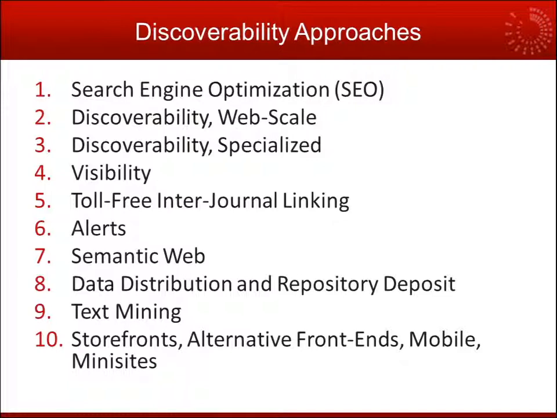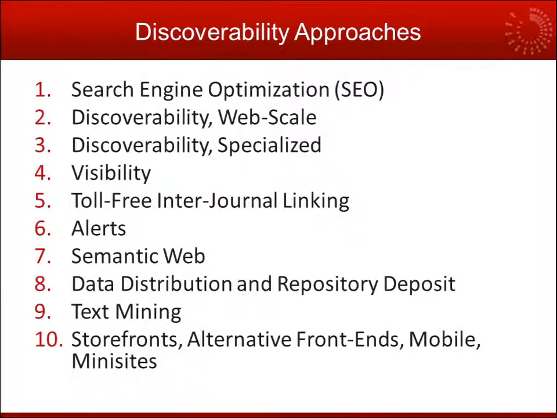For visibility, that's putting your content where the readers are, putting links for relevant content next to other lists of relevant content, like recommendation services. Toll-free interjournal linking. This is reference linking. If you are reading an article or a chapter that has citations listed, then your platform ought to be able to allow users to click through the references onto the content that's being referred to.